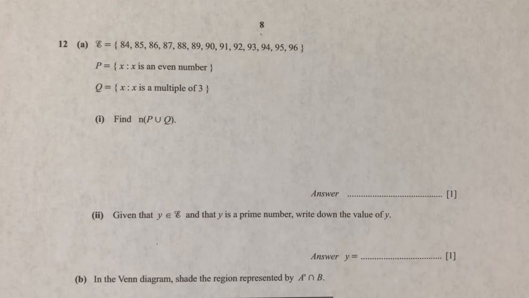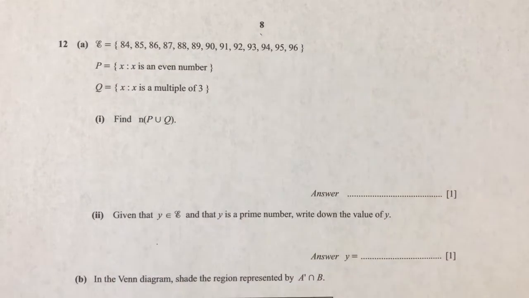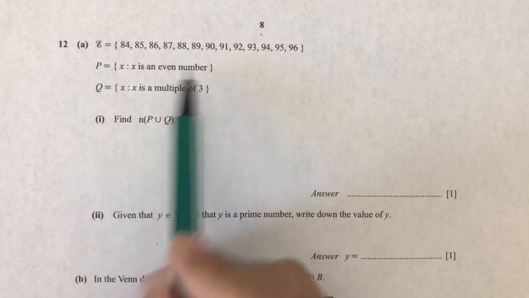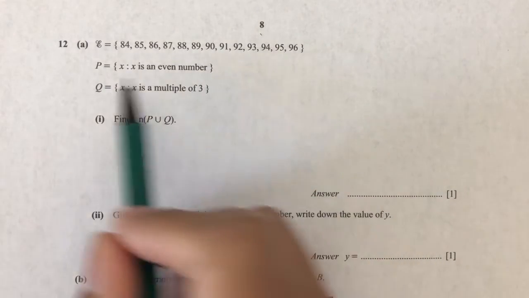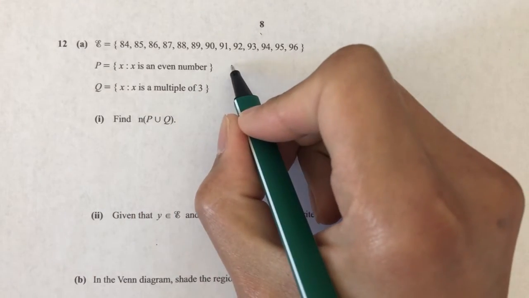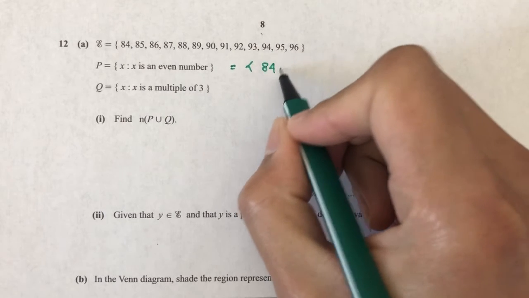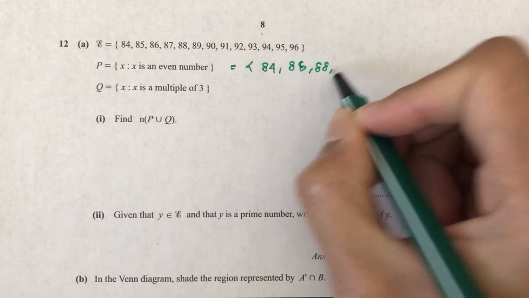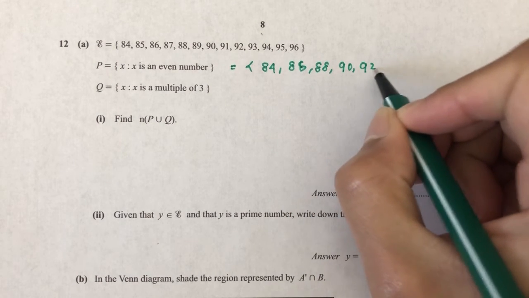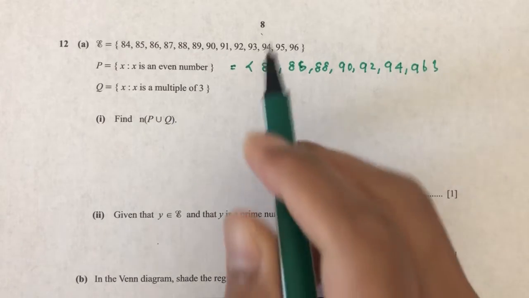Question number 12, part A. We have the universal set is equal to numbers from 84 to 96. Okay, so the set P is an even number. The set Q is a multiple of 3. So let's list down the numbers in those sets. So set P is equal to, so it is an even number, so it will be 84, 86, 88, 90, 92, 94, and 96. So the even numbers from the list above.